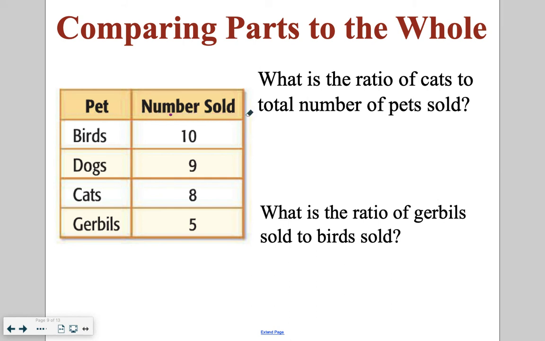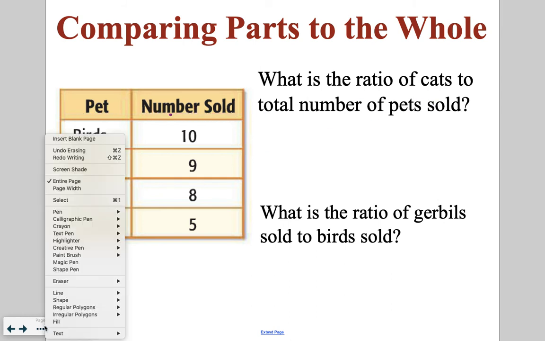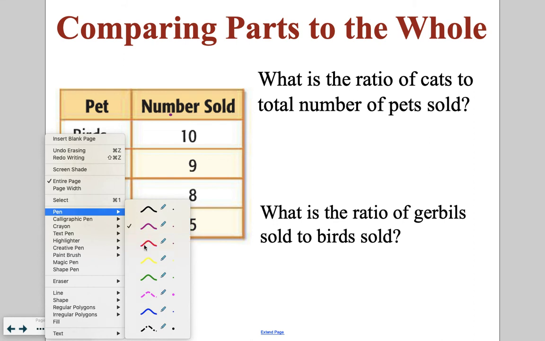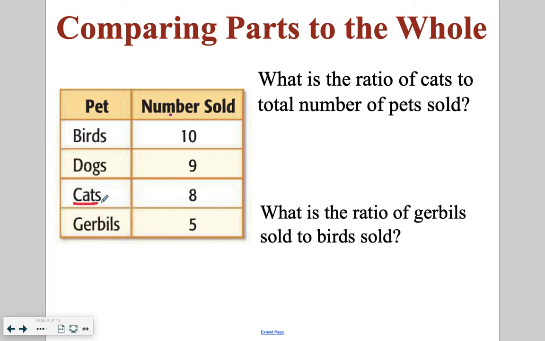We want to make sure we are using the information that they give us in the problem to help us answer. When I'm reading the sentence, the first thing it talks about is cats, so I know that cats is going to help me answer this. Since cats comes first in the problem, cats will be the numerator of our ratio. Then it wants the total number of pets. Remember that total means addition.